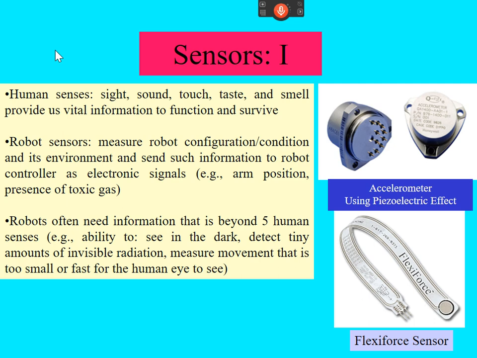So again, these are things that when we look at robots and sensors, sensors measure robot configuration, condition, and its environment. They send information to robotic controllers, such as electronic signals for arm position or presence of toxic gases. Incidentally, does anybody know what was used back 100 years ago to look for toxic gases?